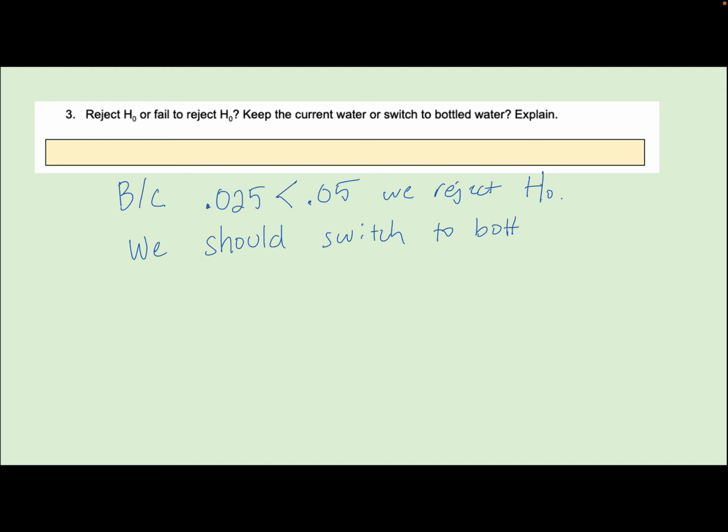So just what this means, the chance of getting 12 out of 100 with unsafe levels, if truly only 7% had unsafe levels, the chance of getting 12 tested results of unsafe is so rare, 0.025, we can conclude that the null hypothesis is not true, that the proportion is something that's going to be bigger than 0.07.